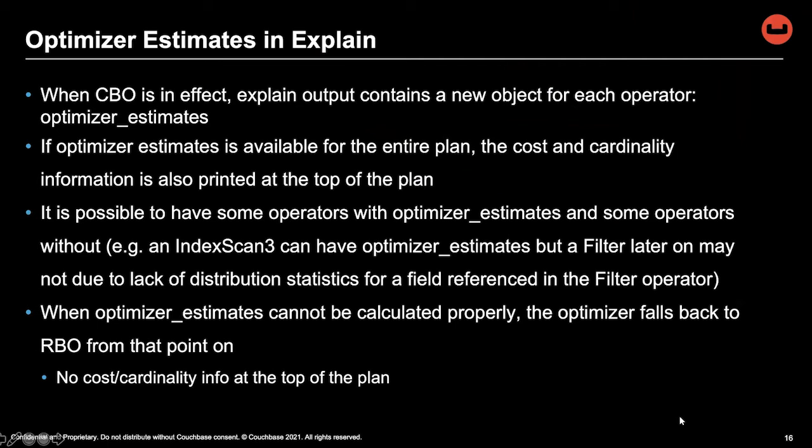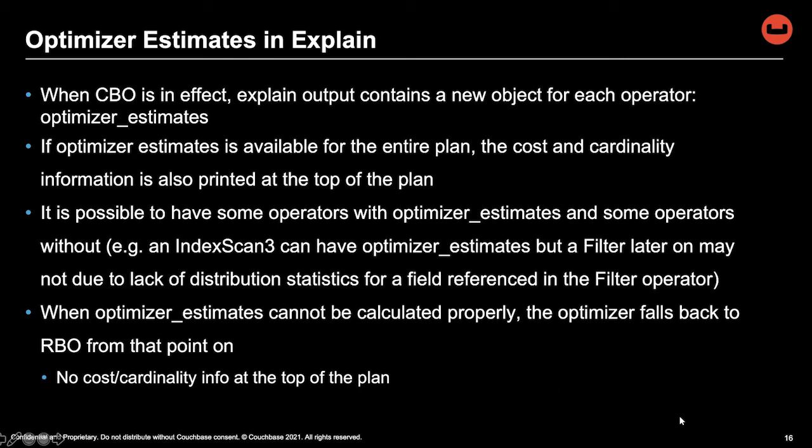And when optimizer estimates are available for all the operators in the query plan, or for the entire query plan, then we also print out the cost and cardinality information on top of the query plan. So that's how you know that CBO is in effect for your query. It is possible, however, to have some operators with optimizer estimates and other operators without.